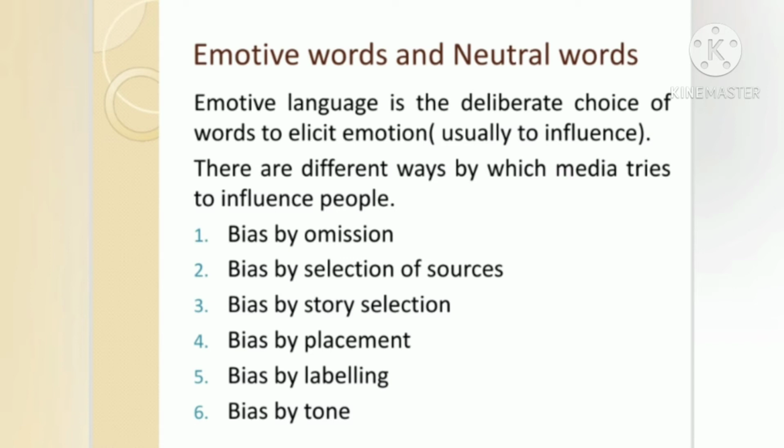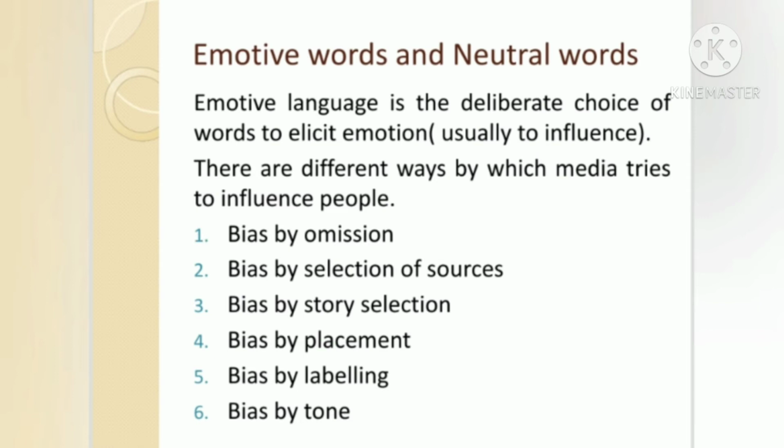To find instances of bias by omission, the reader has to be politically aware and check whether both sides have been given an opportunity to air their views. That is bias by omission. Bias by omission, as the word suggests, is when the news story is made by leaving out one point of view.